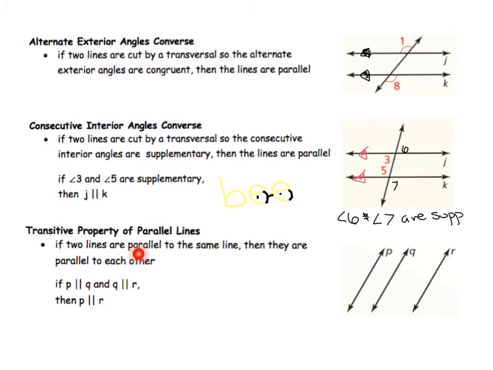Then we have the transitive property of parallel lines. Okay, so if two lines are parallel to the same line, then they're parallel to each other. So if you have that P is parallel to Q and that you state Q is parallel to R, then therefore P would have to be parallel to R as well. So P is parallel to Q is parallel to R. All of them would be parallel to each other in this situation.